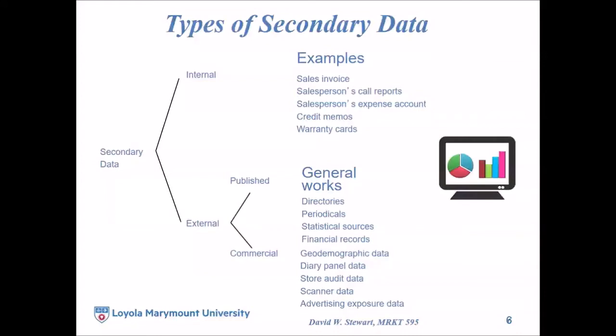Firms capture a lot of secondary data. They can do a lot with it. So, for example, just information that you capture as part of a transaction. Sales invoices, call reports by salespeople's expense accounts, credit memos, warranties and so forth. Now, a lot of firms really fail to make good use of this.